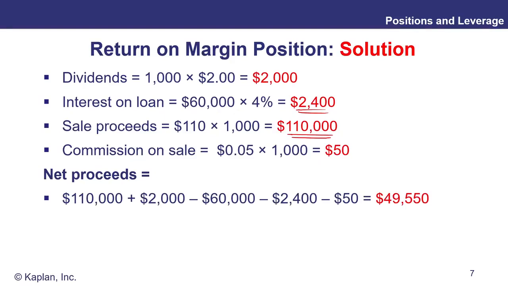That's going to eat into our proceeds. So overall, how much money do we have? Well, we've got the $110,000 from selling the shares. We've got the $2,000 from the dividends. We have to repay that margin loan, don't forget. So that's $60,000 going back to the margin lender, plus the interest that they've charged, $2,400, and then knock off the trading fees of $50. So we've turned our initial cash outflow into $49,550.